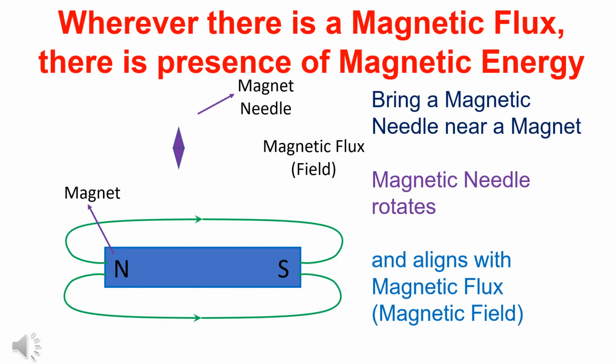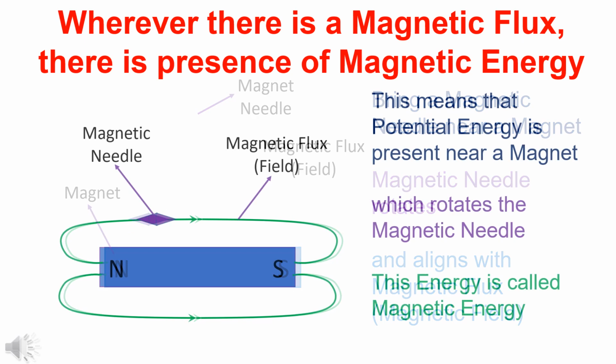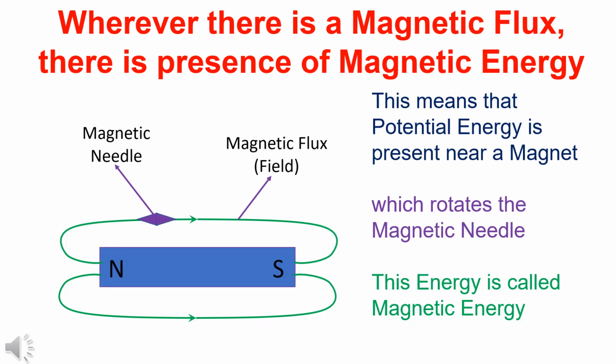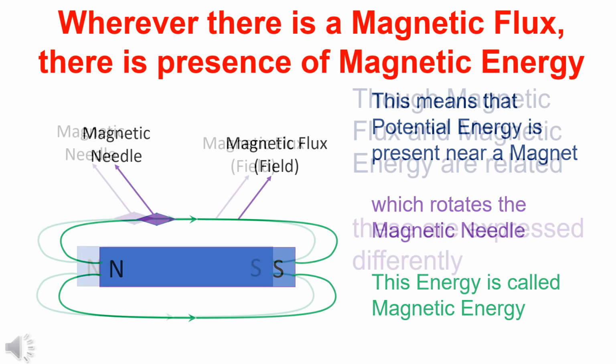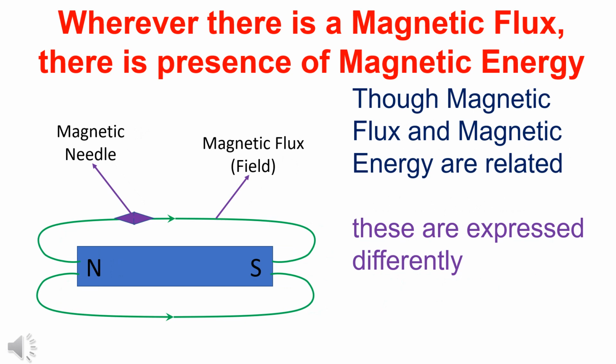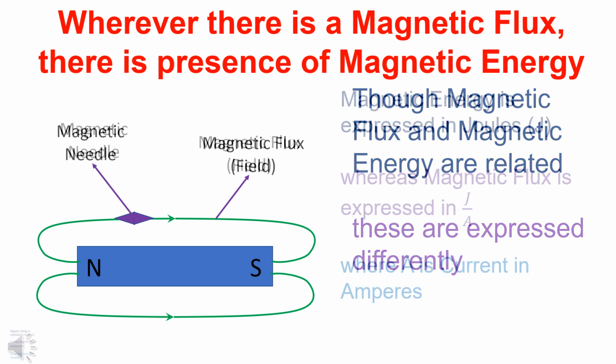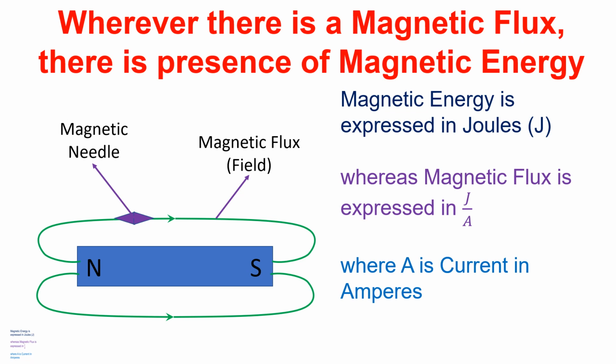When we bring a magnetic needle near a magnet, it rotates and aligns with the field line. This means that a potential energy is present near a magnet. This energy is called magnetic energy. Though the magnetic flux and the magnetic energy are related, they have got different units. The magnetic energy is expressed in joules and magnetic flux is expressed in joules per ampere.